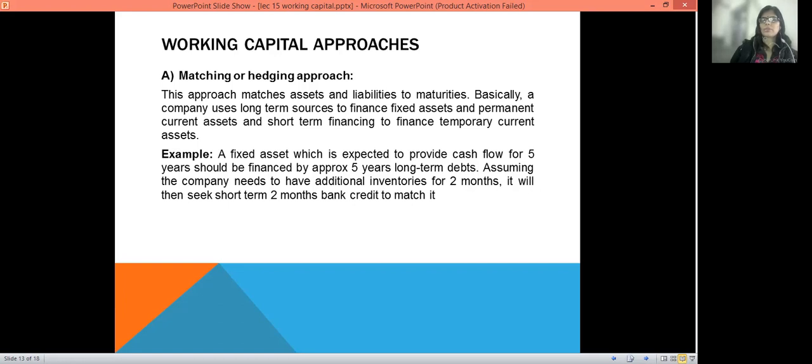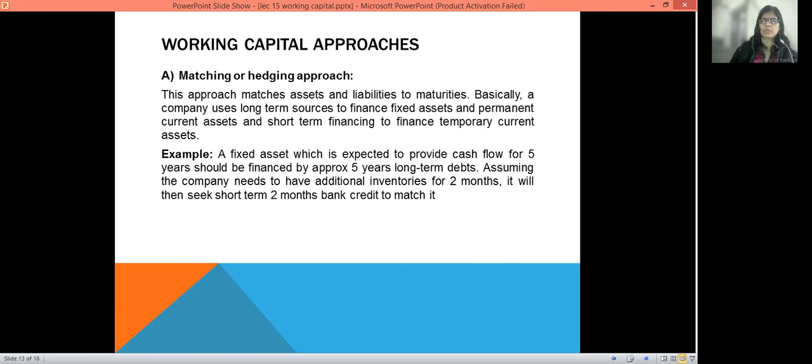Basically, a company uses long-term sources to finance fixed assets. This approach suggests that you have to find permanent sources for financing the fixed asset, because you hold a fixed asset for a long period of time. So you have to finance that particular fixed asset from permanent financing sources. Short-term financing is used for temporary current assets, and long-term financing for the fixed assets.